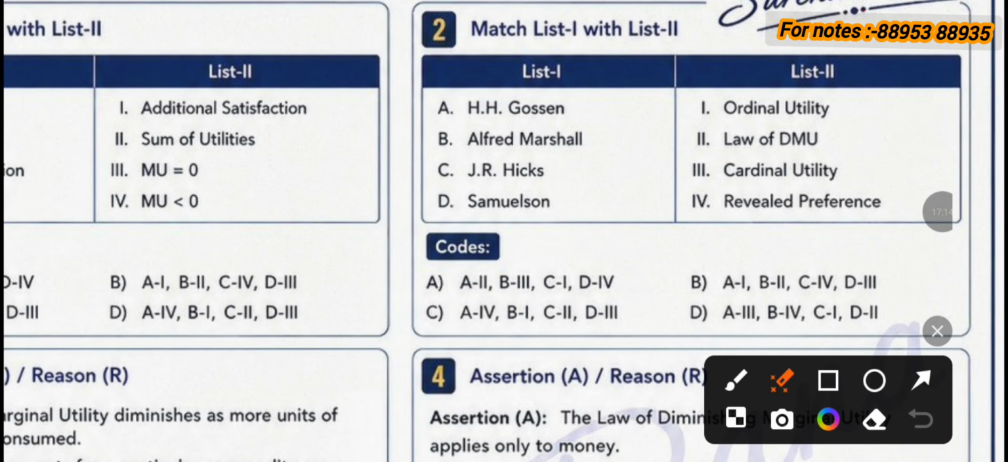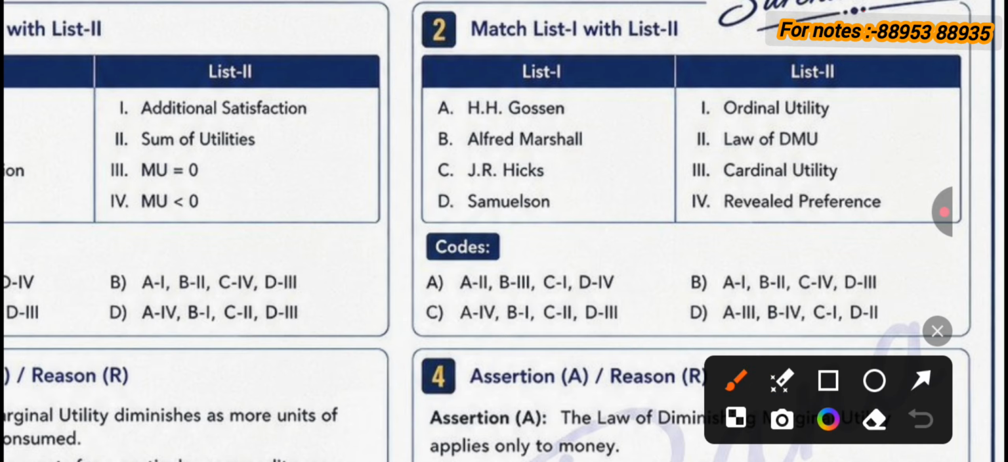We have to match list 1 and list 2, and here the options are A, B, C, D. There are 4 options. You have to choose the correct answer, and your correct answer is option A.